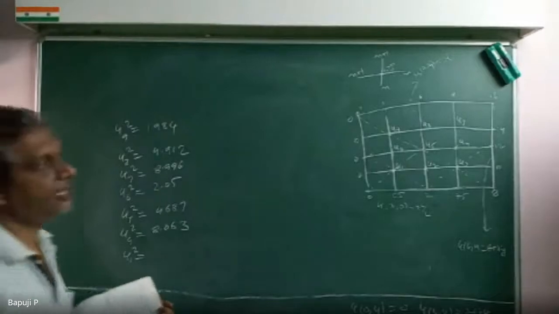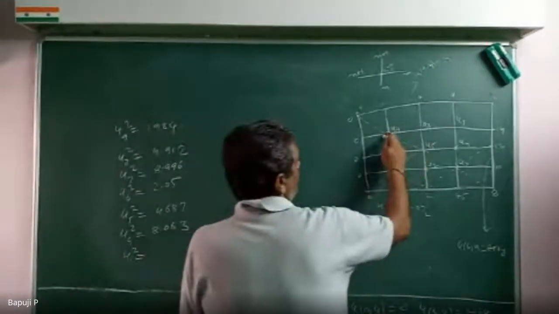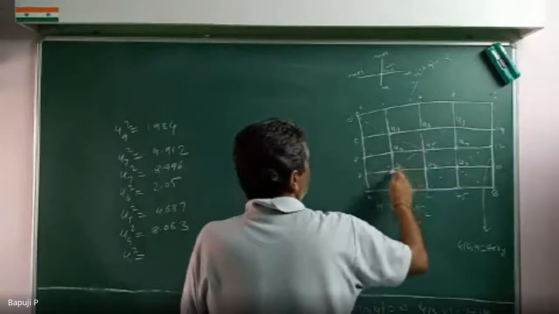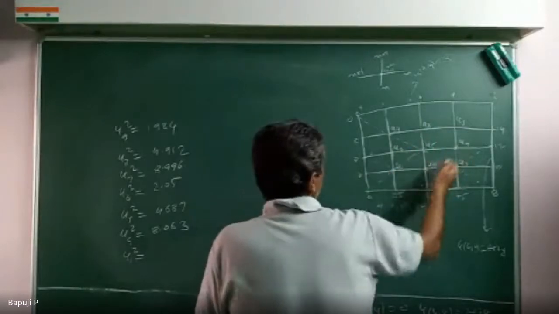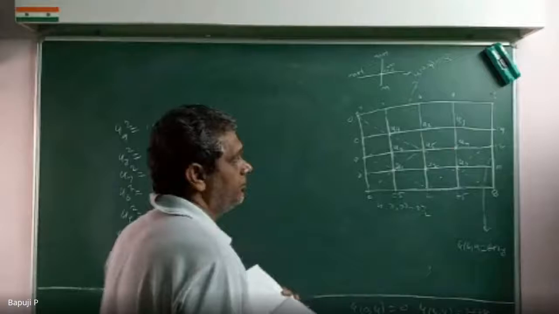But initial values: first I found U5, then U9, U4, then U8, then U1, U2. If you know U6, U4, then U2 like this. Correct or not? So that is the way.